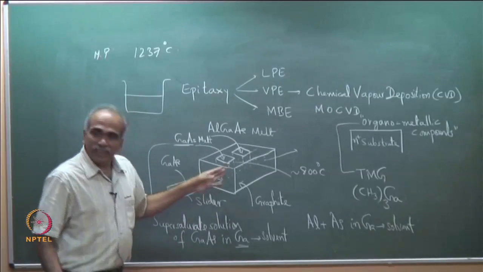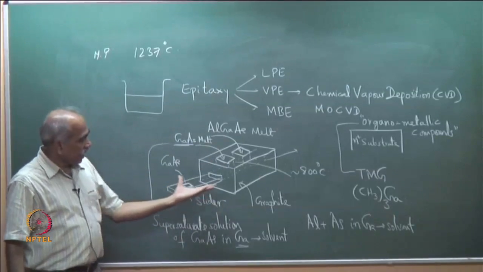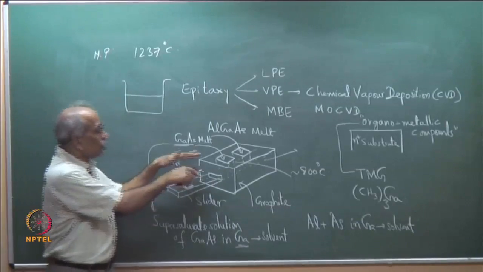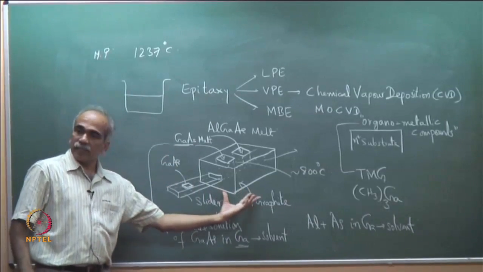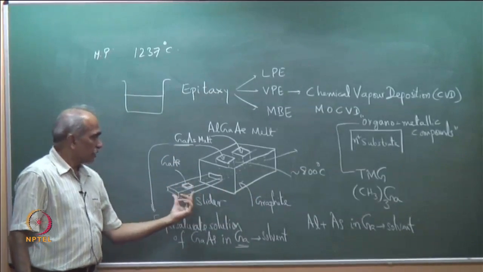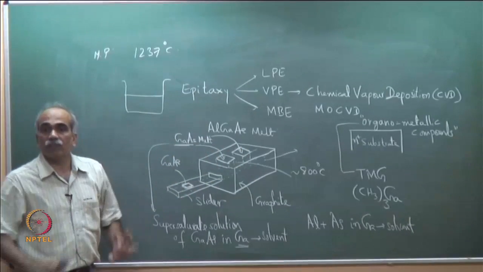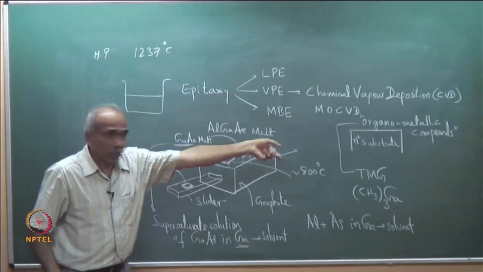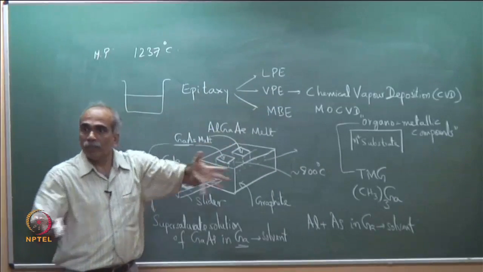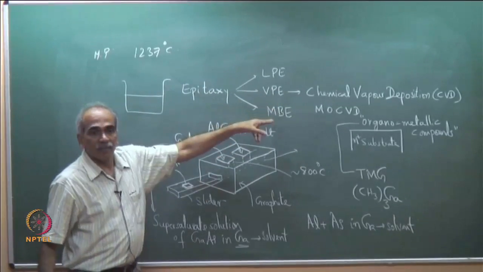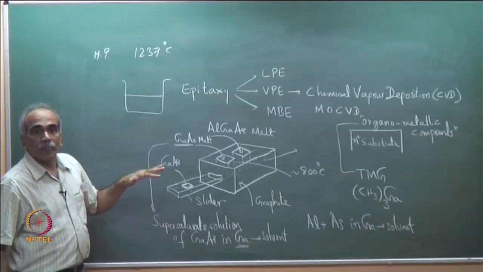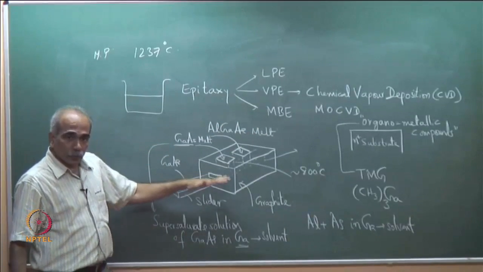What is the simplicity that you see here? The arrangement is very, very simple. Only a simple graphite container with a slider and two pill boxes, you put the melt and the whole thing is in a furnace. I will next describe the other two. You will see the complications in these. This is simplest, and even today they are used.